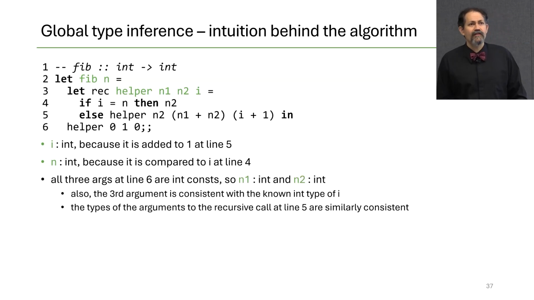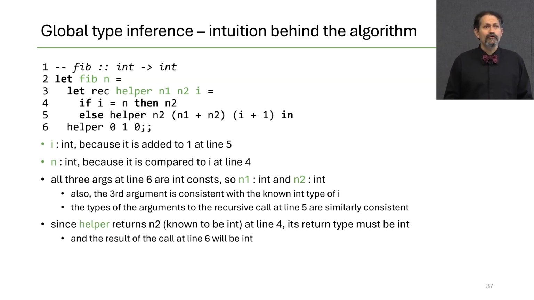We can then observe that at line 6, all three arguments are integer constants. And so the things that we pass them to, n1, n2, and I, also have to be integers. Actually, we already knew what the type of I was. So this turns into a check that we're using I in the correct way. We knew it was integer, and indeed we pass in an integer, so everything's fine. Similarly, we'll check that the arguments to the recursive call at line 5, helper of n2, n1 plus n2, and I plus 1, each of those sub-expressions will form an integer, and that's consistent with the types we just inferred.